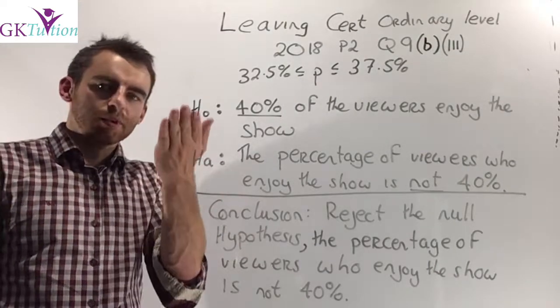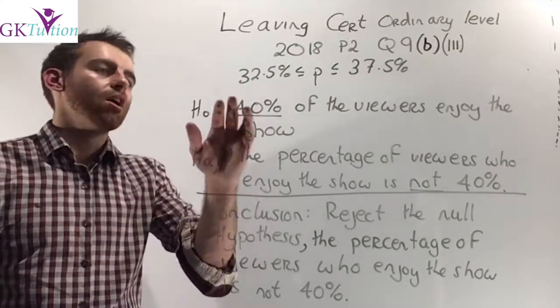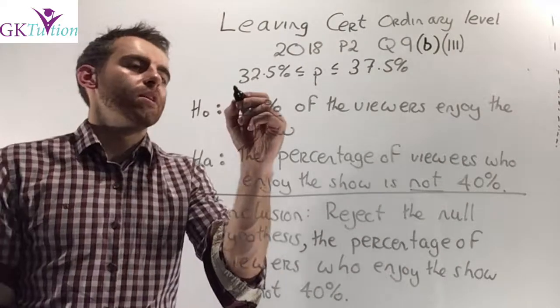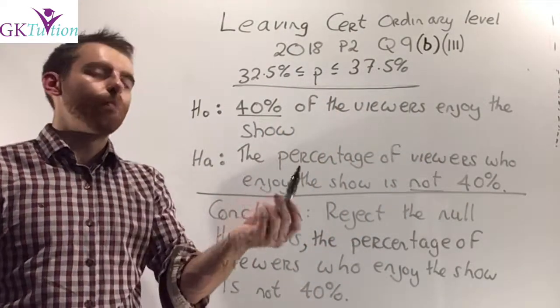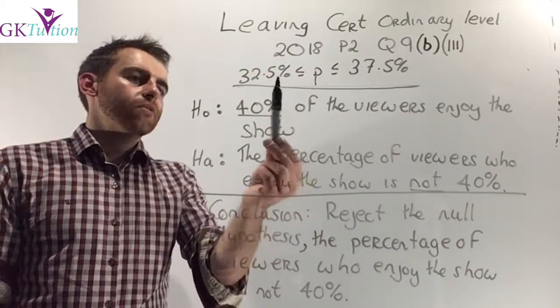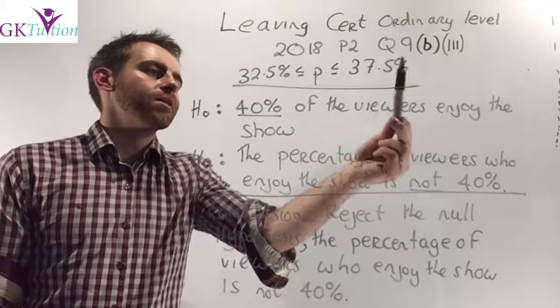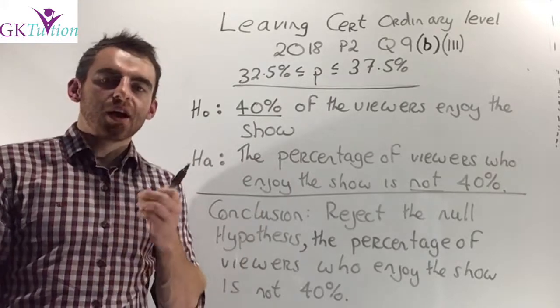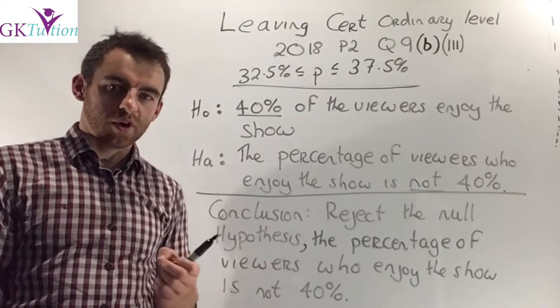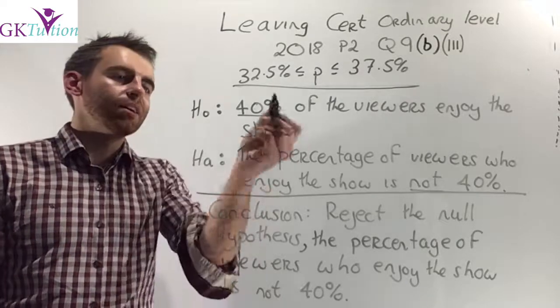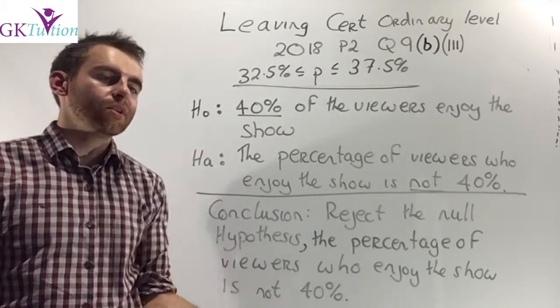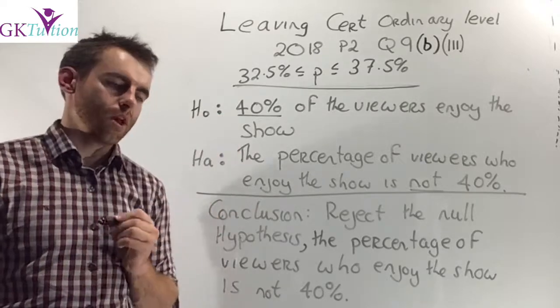In order to determine which one to take here, we have to look at our previous answer. In the confidence interval, we worked out that based on our results, between 32.5% and 37.5% of the viewers enjoy the show. So clearly, the executive's claim is exaggerated. Clearly, it's less than 40%. So in this case, that means I'm going to reject the null hypothesis.